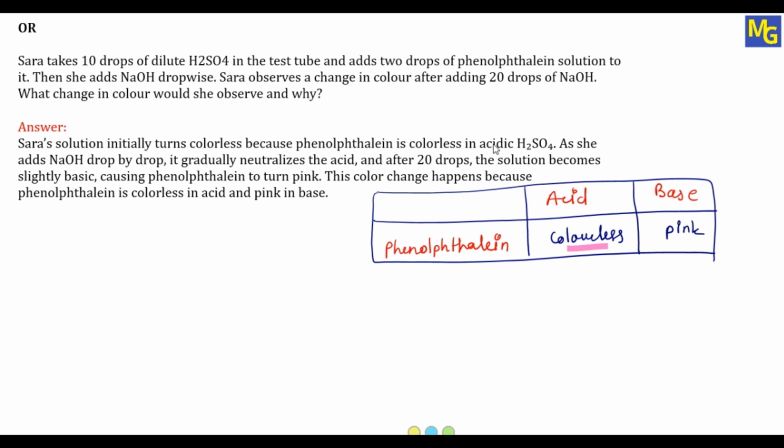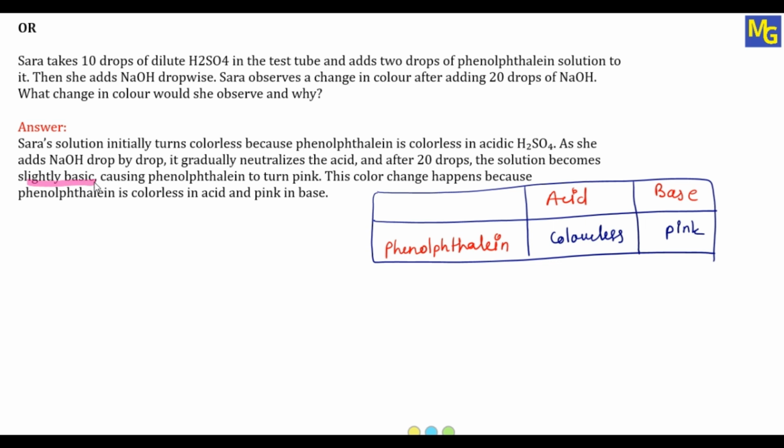In acidic H2SO4, as she adds NaOH drop by drop, so slowly, one by one, this NaOH goes and neutralizes the H2SO4. So what is this NaOH doing? The acidic property is decreasing slowly. It gradually neutralizes the acid, and after 20 drops, it does not change the color immediately because it is slowly neutralizing. After 20 drops, the solution becomes slightly basic.